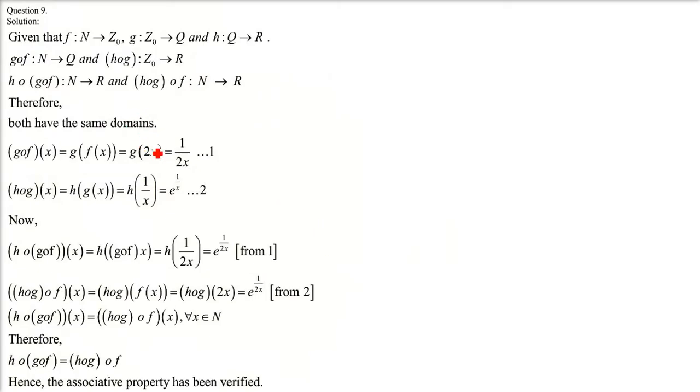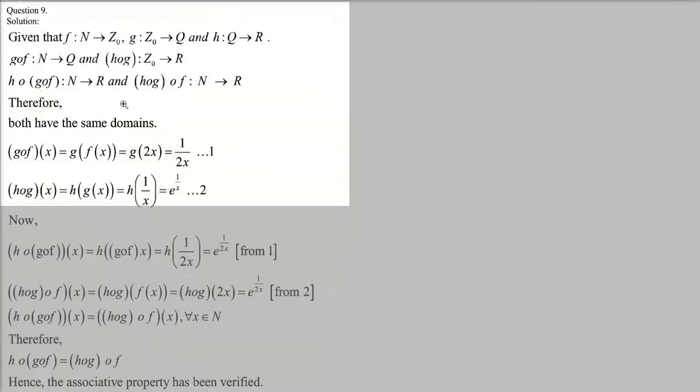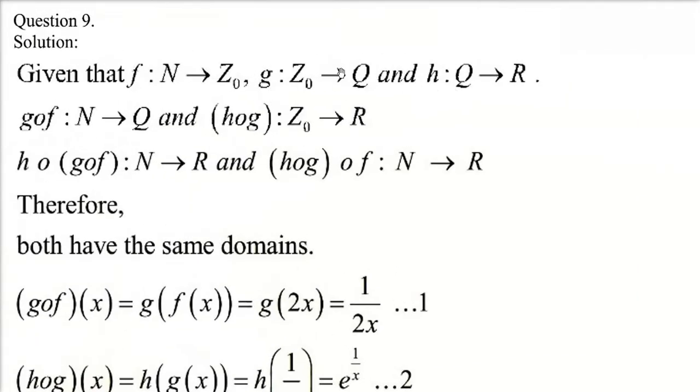Question number 9. Verify associativity for the following 3 mappings. So there are 3 functions here, and a proper domain and codomain are also given. f is from N to Z0, N is the natural number set, Z0 is the set of non-zero integers, all the integers except 0. Then Q is the rational numbers. So let me tell you again, Z0 is the set of non-zero integers; only 0 is not there.